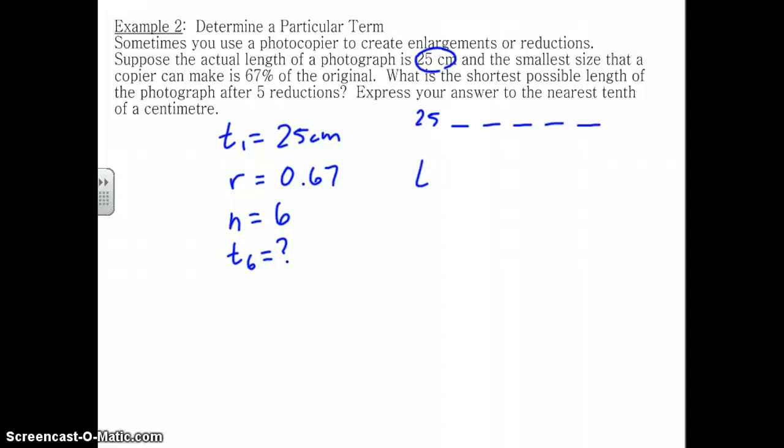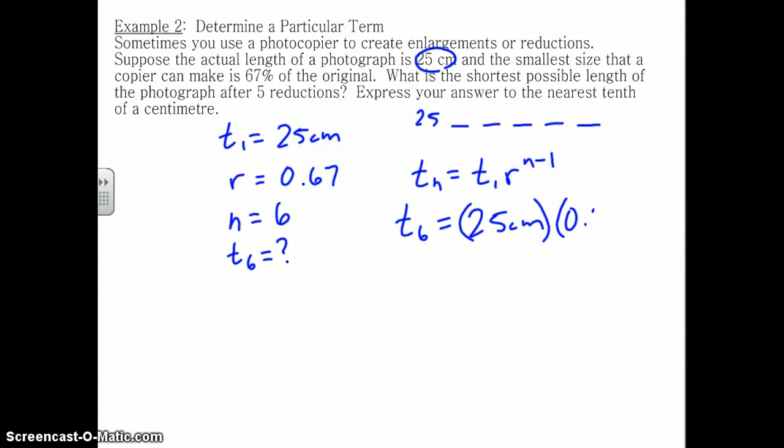So our formula for this is Tn equals T1 times R to the n minus 1. So in this case, we have that formula because it's geometric. We're multiplying by something. We're not adding something each time. So we go T6 equals 25 centimeters times R, which is 0.67, then to the 6 minus 1.